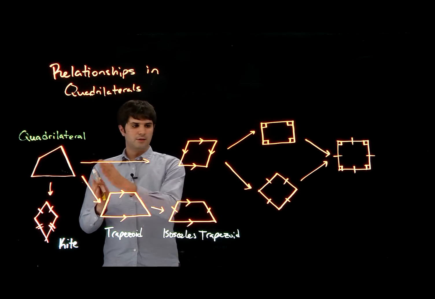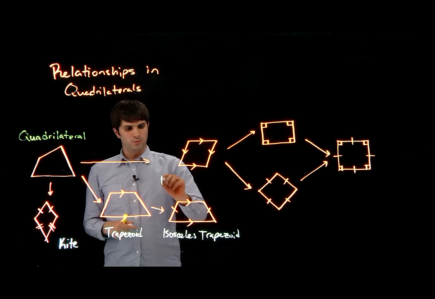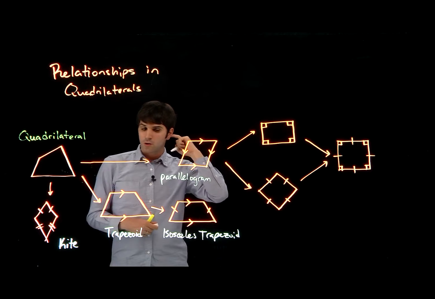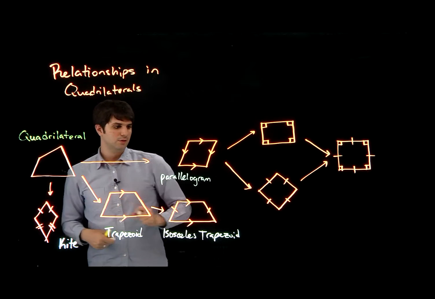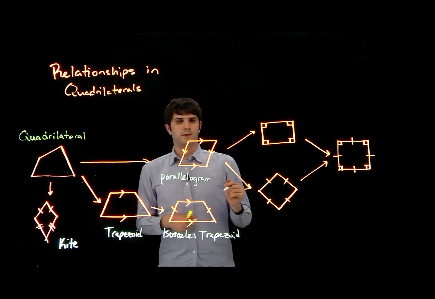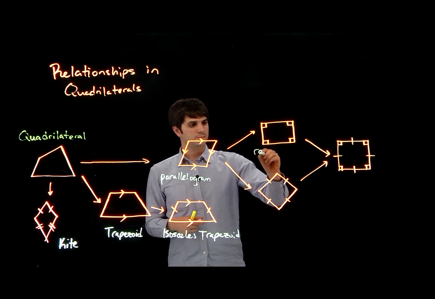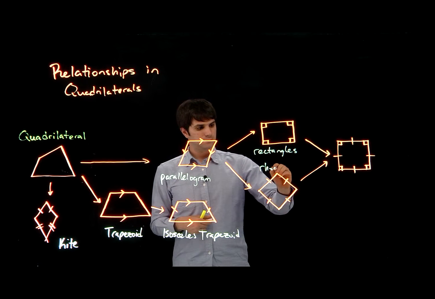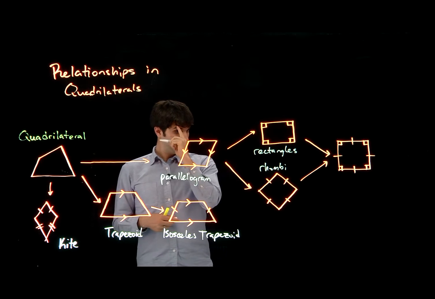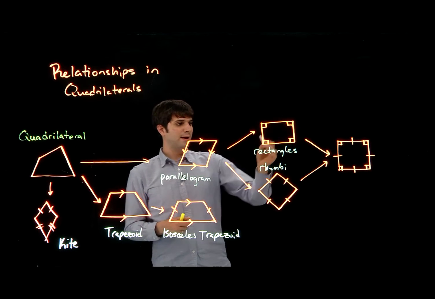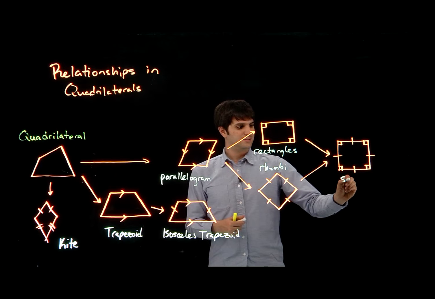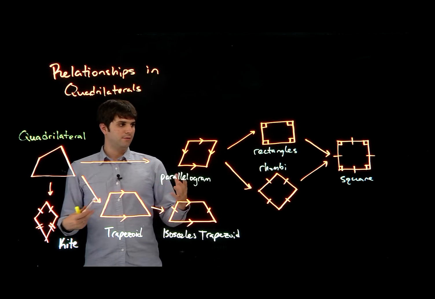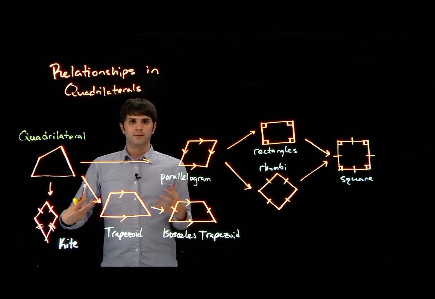Okay. Finally, the third type, we have parallelograms. So parallelogram. Okay, so all parallelograms are quadrilaterals. And then we have two types of parallelograms. We have rectangles. We have rhombi. Okay, so rectangles and rhombi. And if you have a rectangle and a rhombus, then that is a square. Okay, so this is sort of an organizational method of seeing how quadrilaterals are related to each other.